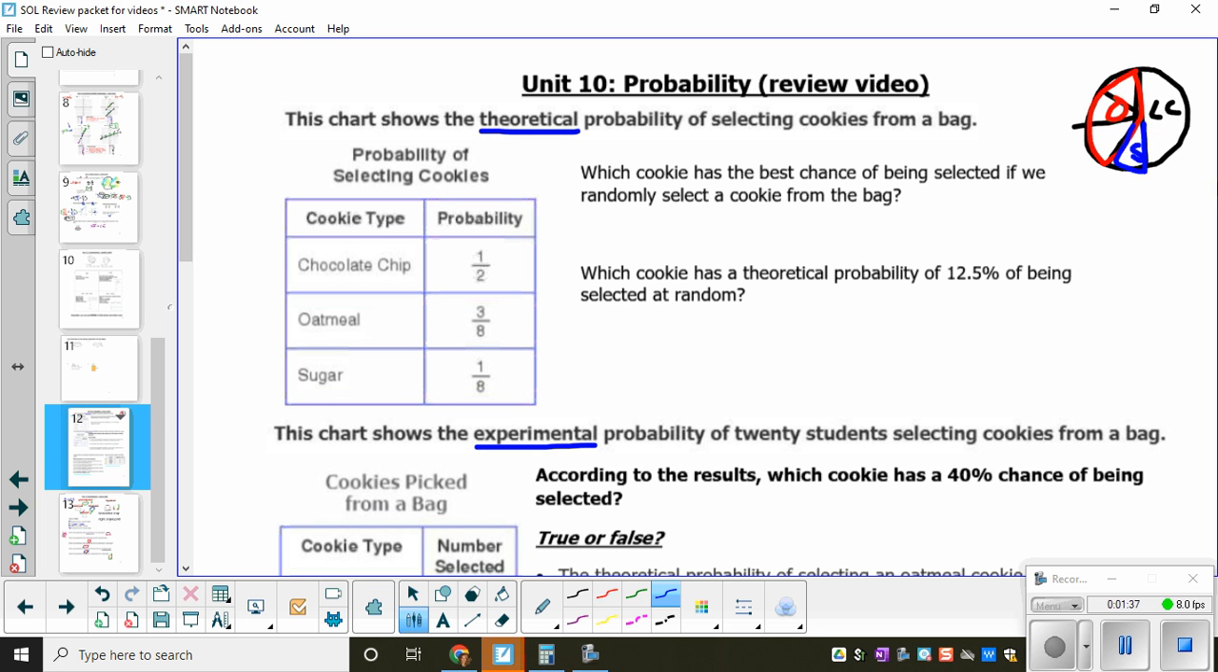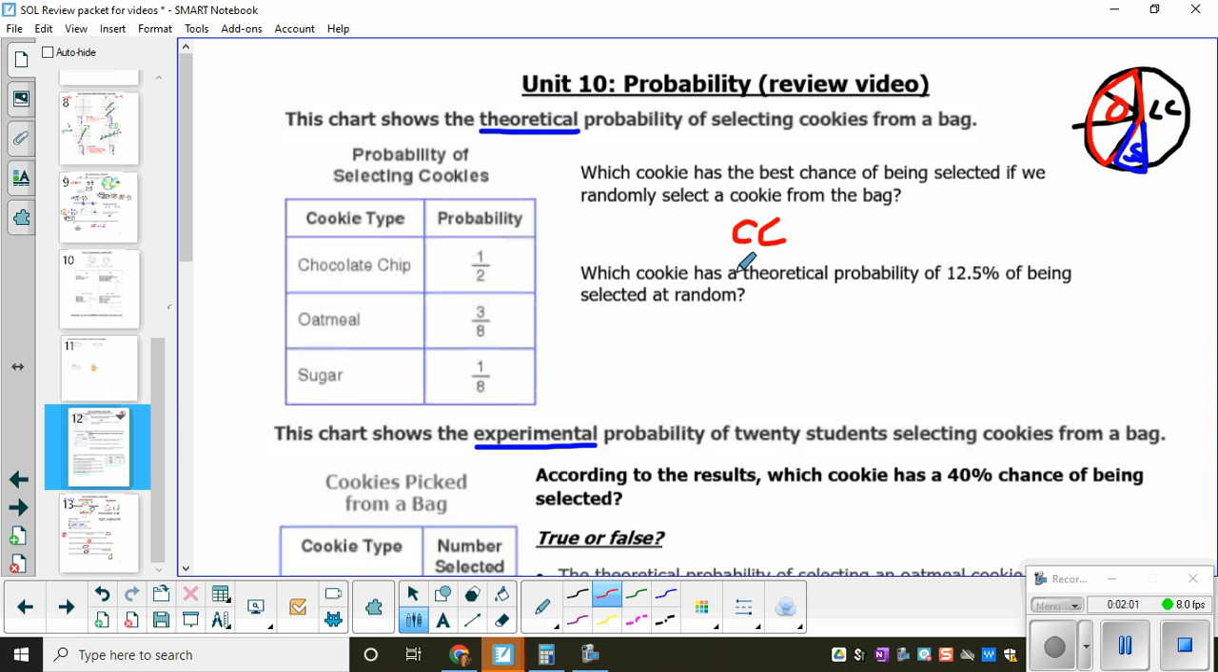So we've got chocolate chip is 4 of the 8s, half. Oatmeal is 3 of the 8s. And the sugar cookie is just my one little slice of the pie, 1/8. So which cookie has the best chance of being selected if we randomly select a cookie from the bag? Well, the chocolate chip, just because they take up 50% of the bag. And we're using theoretical probability to make that prediction.